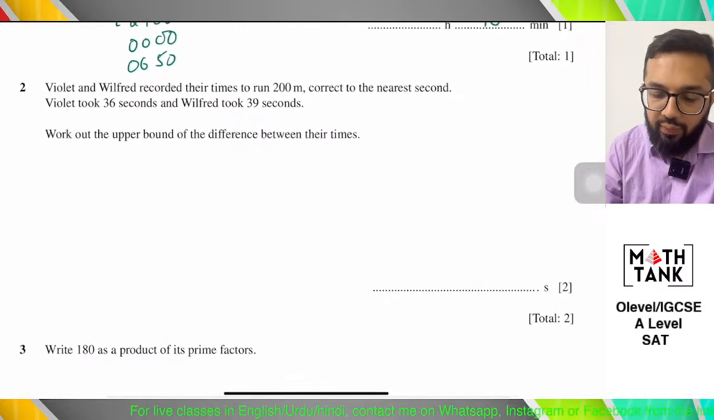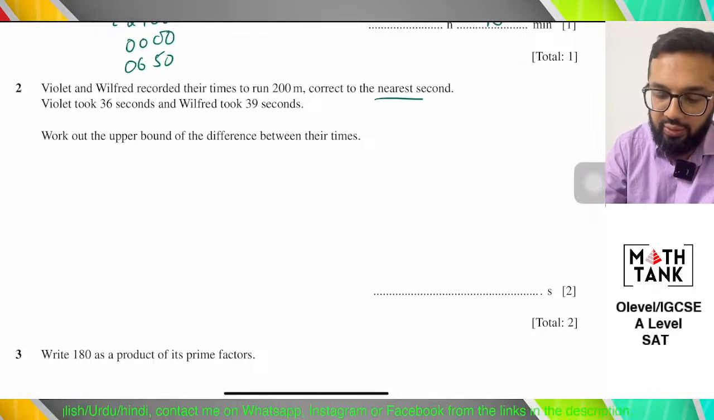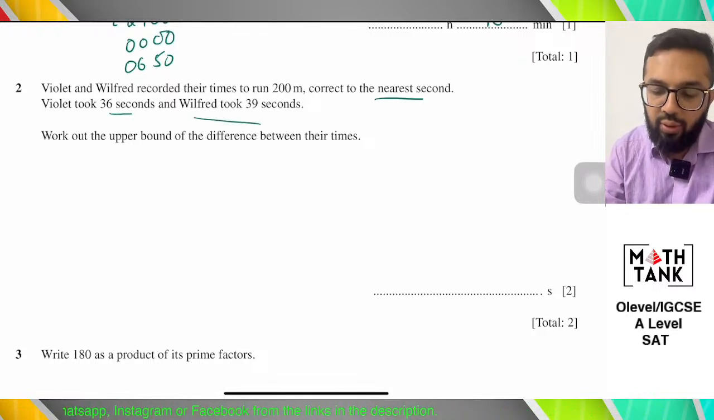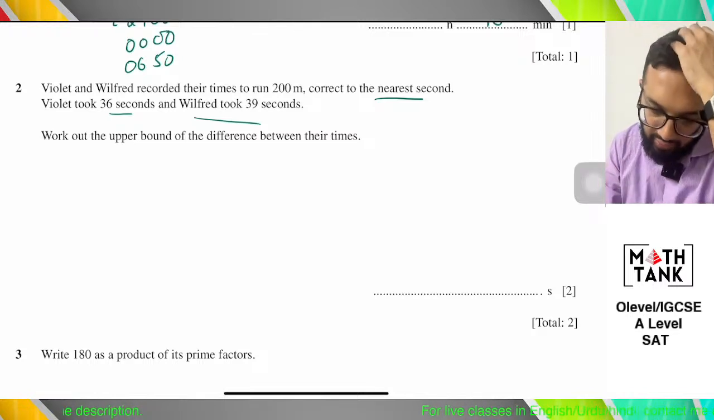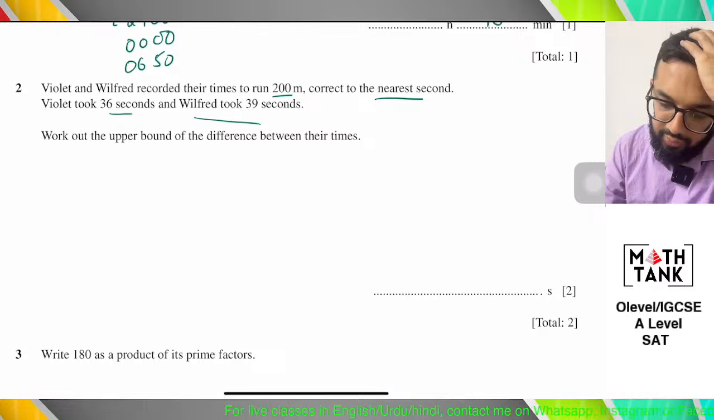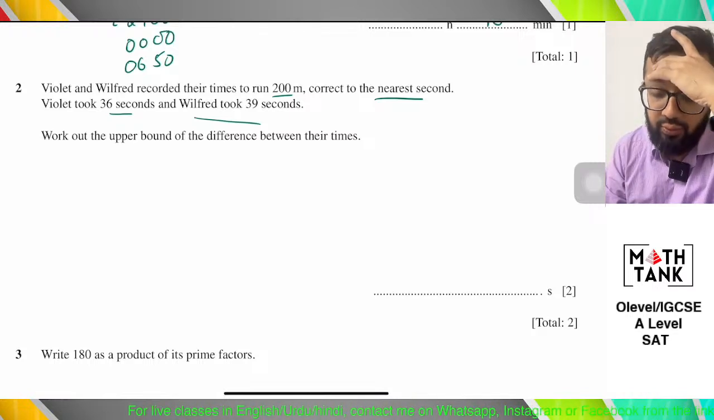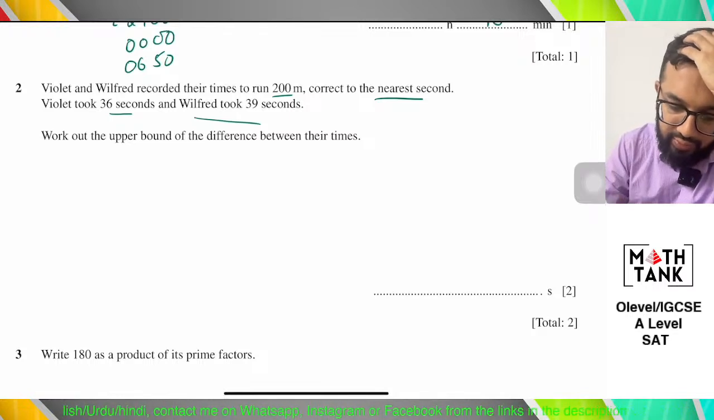Okay, Violet and Wilfred recorded their times to run 200 meters correct to the nearest second. Violet took 36 seconds and Wilfred took 39 seconds. Work out the upper bound of the difference between their times. Okay, so this is limits of accuracy. To the nearest second.